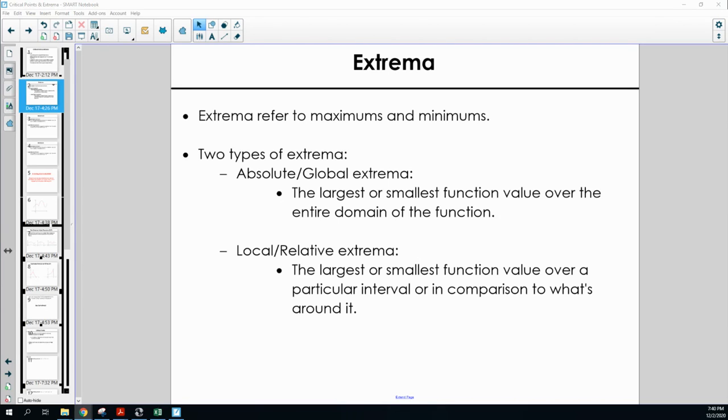I will refer to absolute extrema, and I will refer to local extrema, but just be aware of the different names for them. So absolute extrema is the largest or smallest function value over the entire domain of the function. Basically, over your entire function, what is the largest or smallest overall? For the local extrema, that's the largest or smallest function value over a particular interval or in comparison to what's around it. So it might not be overall the largest or smallest, but in a particular area that you're looking at, when you check values to the left and to the right, it happens to be the largest or the smallest value.